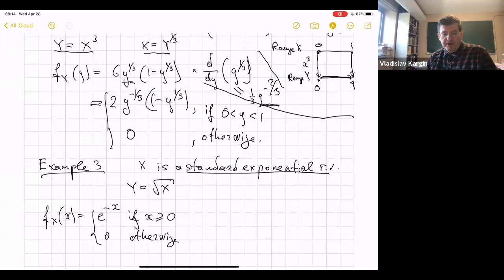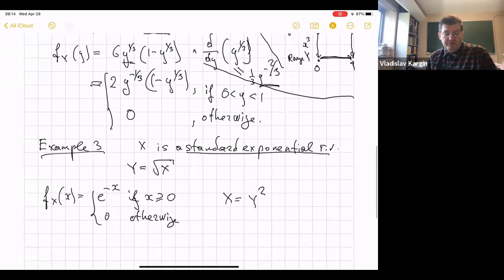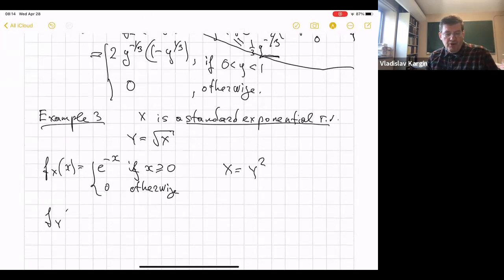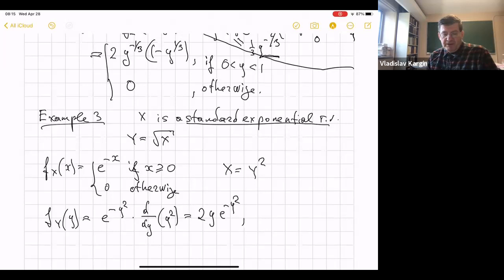And so now we write down, y is equal to square root of x, which means that x is equal to y squared. And then after that we just write that f of y is equal to e to the minus, so plug in this x, so minus y squared, but just don't forget to write down that you also need a derivative, d over dy of y squared. So altogether you'll get that this is equal to 2y e to the minus y squared, right?